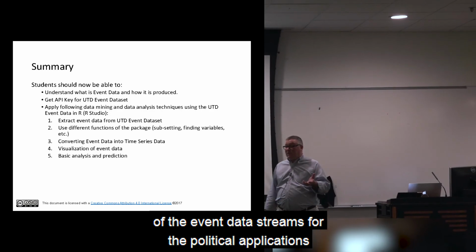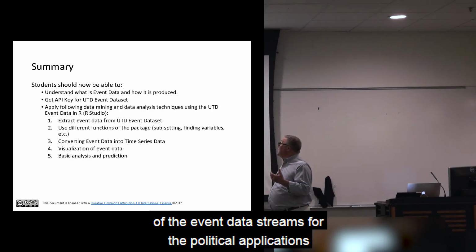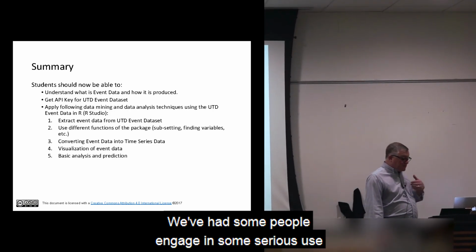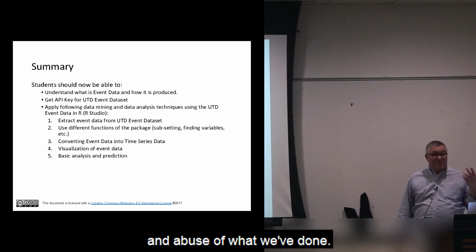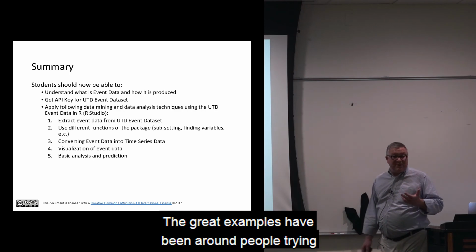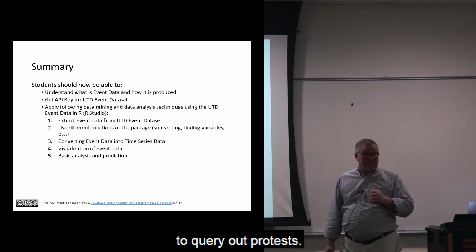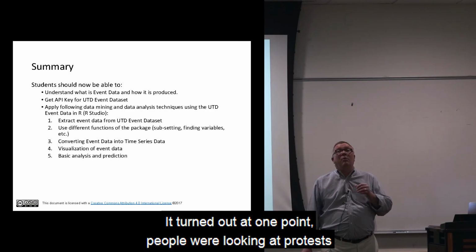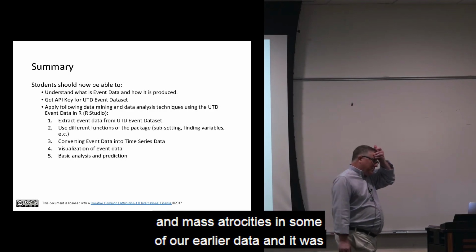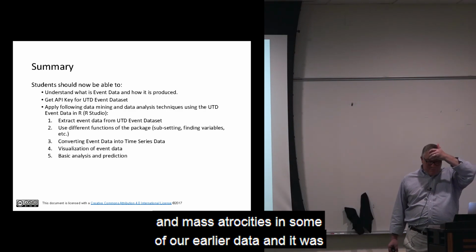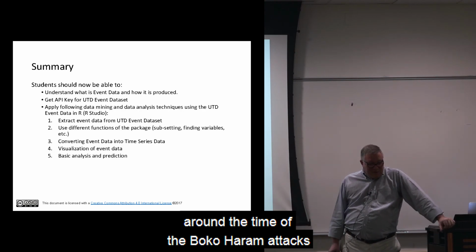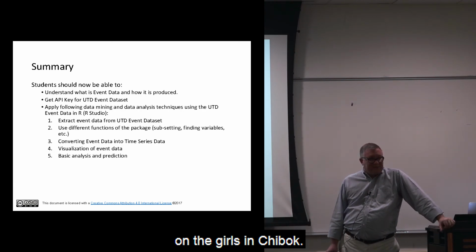We've had this happen as we produce some of the event data streams for the political applications and think through how to do those. We've had some people engage in some serious use and abuse of what we've done. The great examples have been around people trying to query out protests. It turned out at one point, people were looking at protests and mass atrocities in some of our earlier data. And it was around the time of the Boko Haram attacks on the girls in Chibok.